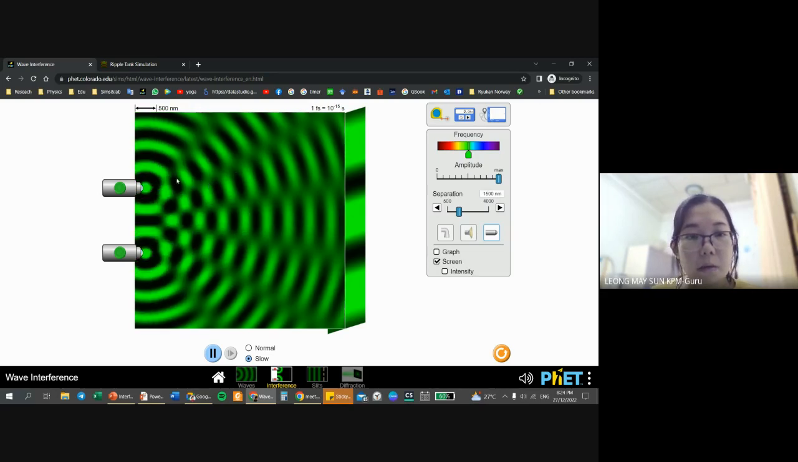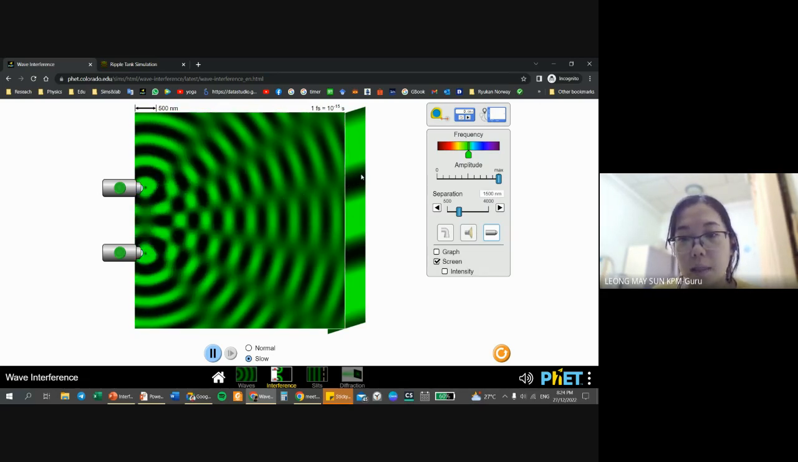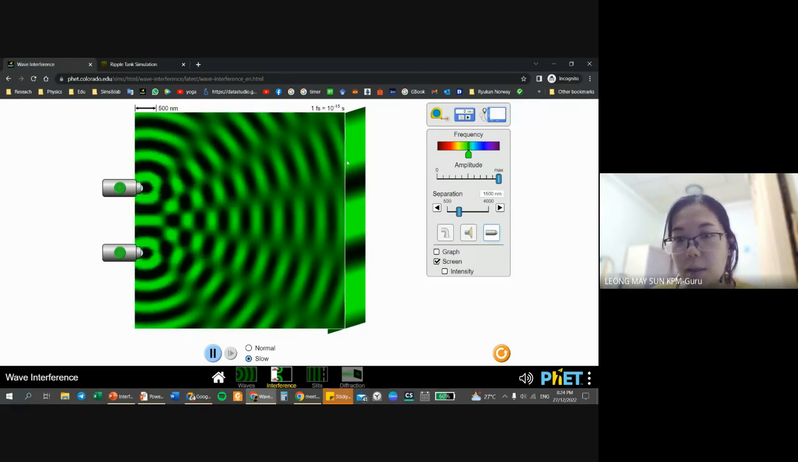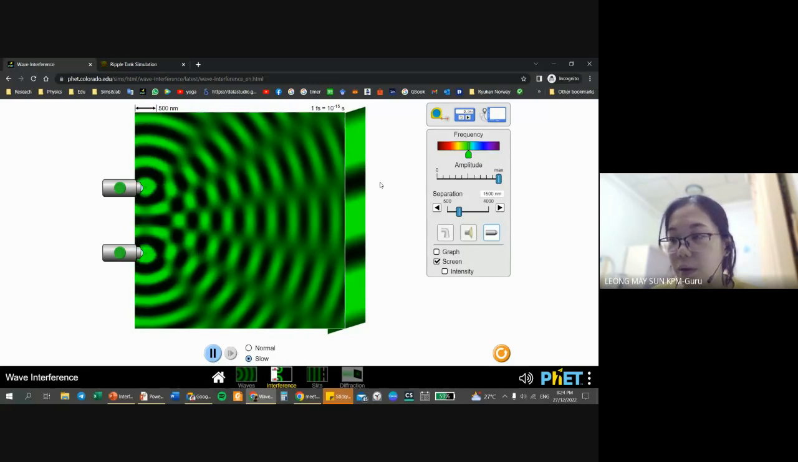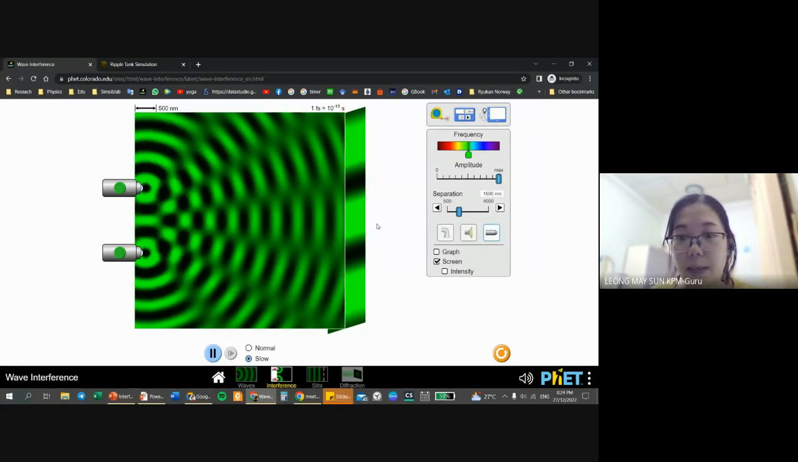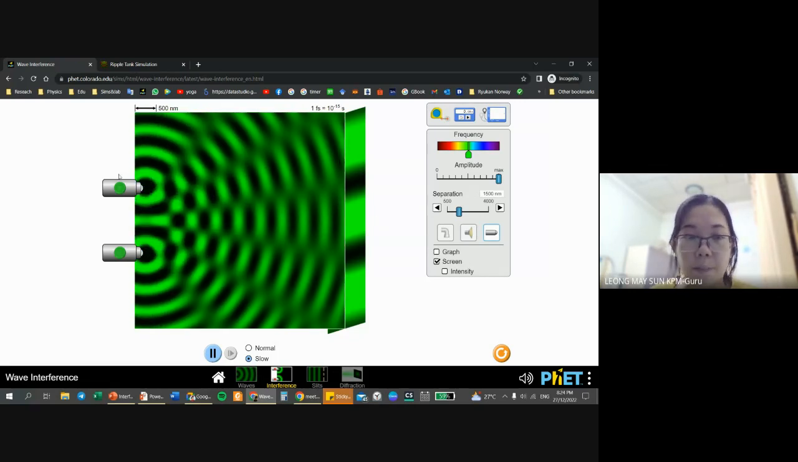So what happens here is that if you see this blur line over here, at the screen we will see a dark fringe. This is where destructive interference happens. And the bright part is where constructive interference happens. So this is for light waves.